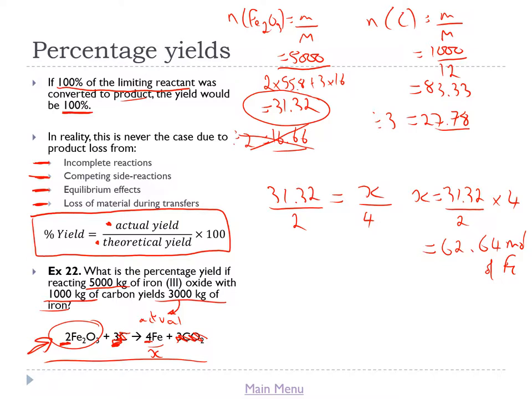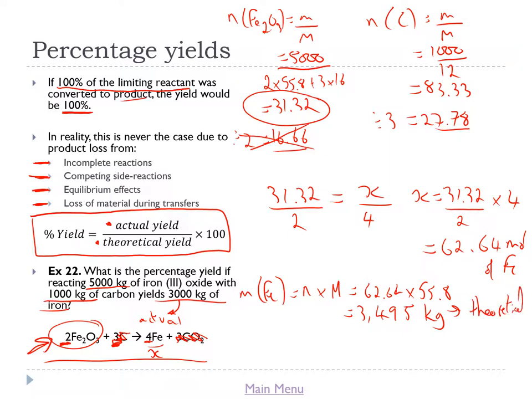So now, to find our theoretical yield, we need to know the mass. We're going to calculate the mass of Fe. So I'm going to say mass of Fe equals number of moles times the molar mass, equals 62.64 times the molar mass, which is 55.8, and that comes to 3,495 kilograms. So that is our theoretical yield.